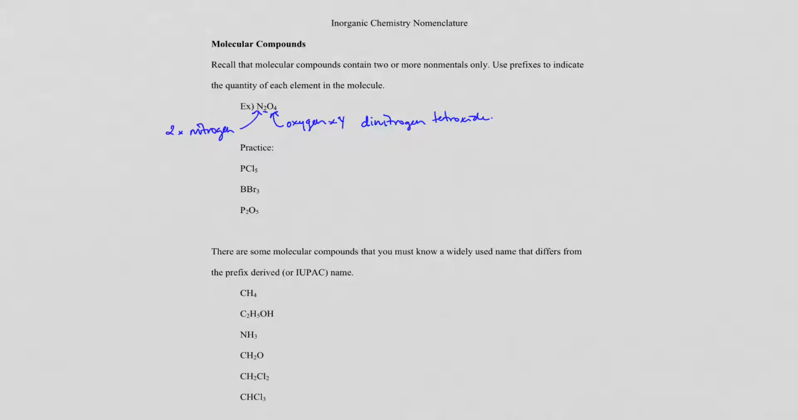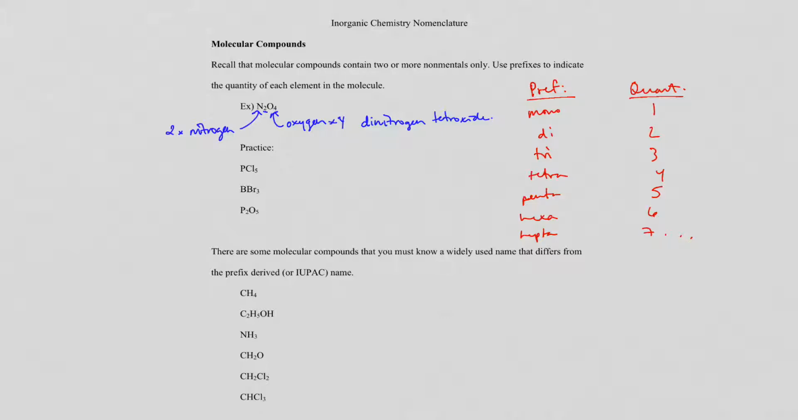Again, just to refresh your memory, the prefixes indicate a quantity. Right, if we have mono, it means 1, di is 2, tri is 3, tetra is 4, penta is 5, hexa is 6, hepta is 7. You get the idea, right?